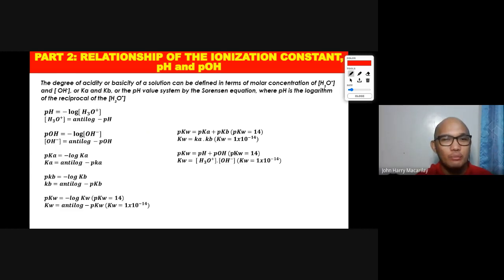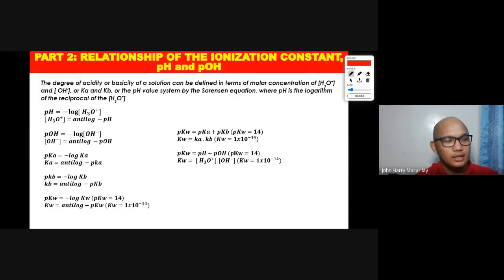So you can determine or convert pKa to pKb, Ka to Kb, or vice versa. You can convert pKb to pKa or pKa to pKb, and then Kb to Ka, if you will use this formula. The same with your pH. So if pH is given, you can determine pOH or vice versa. And then you can also determine the hydroxyl ion if the hydronium ion is given, or vice versa. You can determine the hydronium ion if the hydroxyl ion is given.